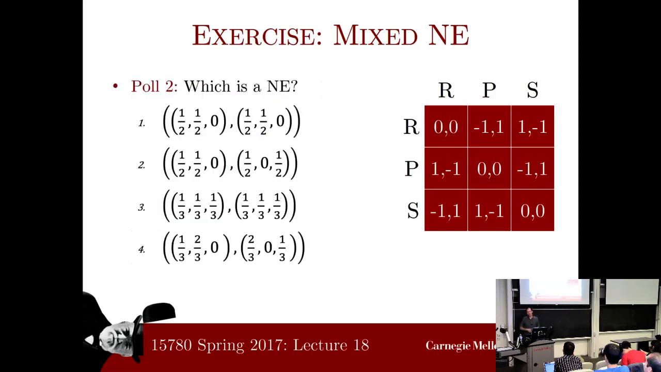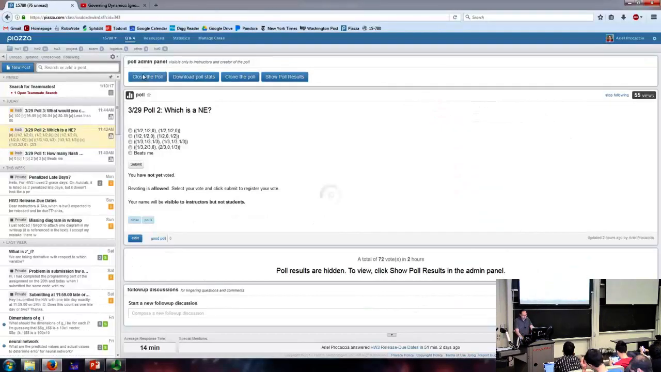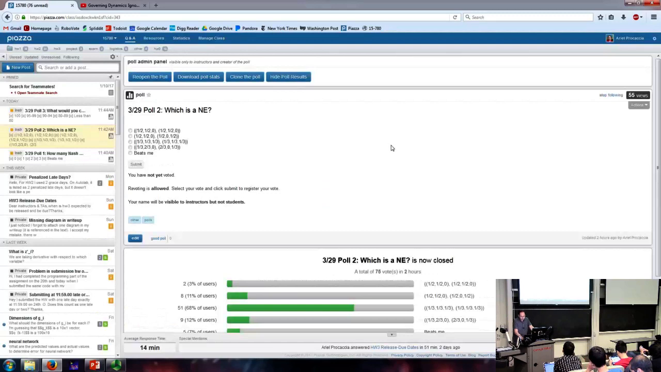Okay, good. So now this poll should be pretty easy. Poll number 2. For this game, which of the following strategy profiles is a Nash equilibrium of the game? Great. So we have, again, a very nice majority for the correct answer, which is 1/3, 1/3, 1/3. I guess I sort of gave it away when we talked about the previous slide. I got excited and talked too much about that strategy.